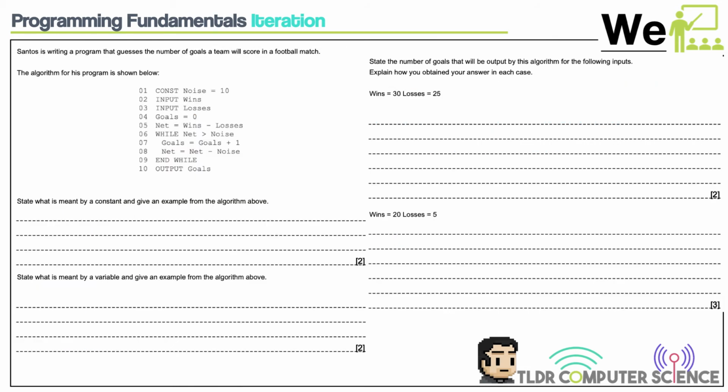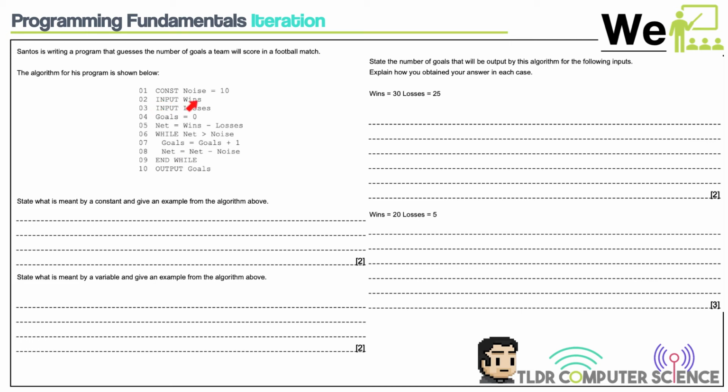In this question here, we're looking at constants and variables again, and iteration. Santos is writing a program that guesses the number of goals a team will score in a football match. Here's the algorithm for his program below. So you have a constant, indicated by the fact it says constant, called noise, or identifier as noise, set to the value of 10. So it's assigned the value of 10.